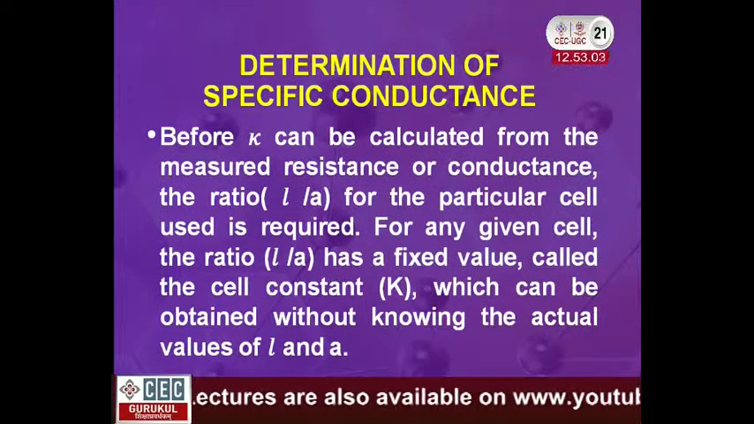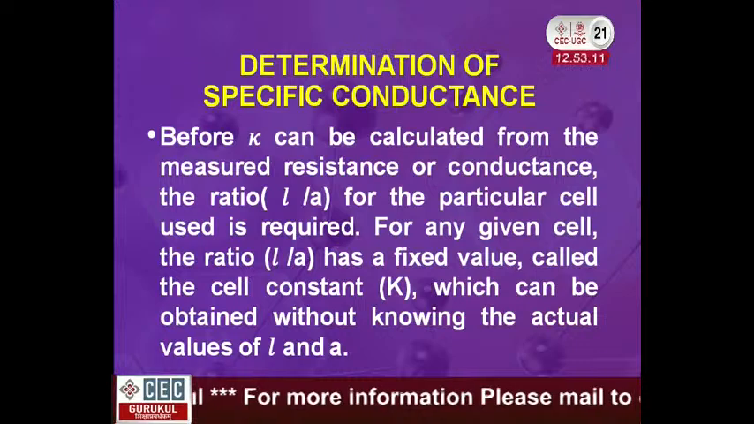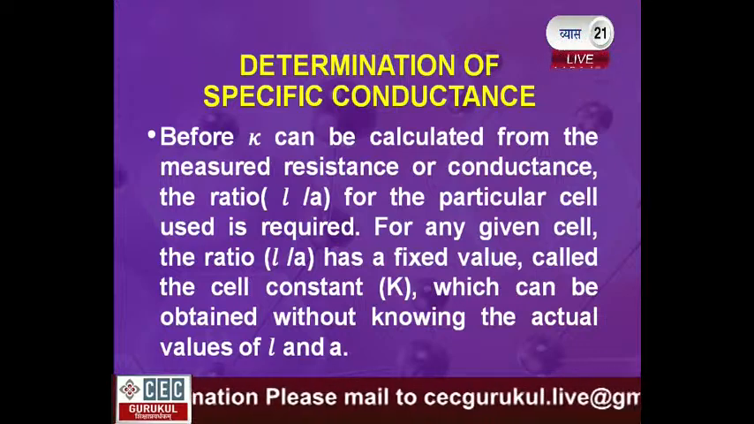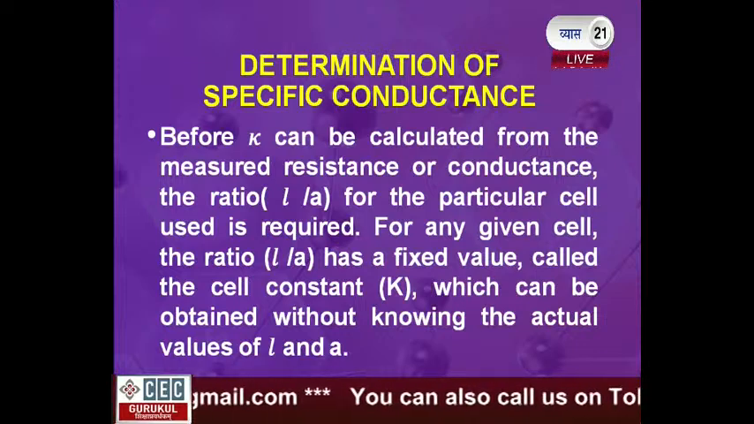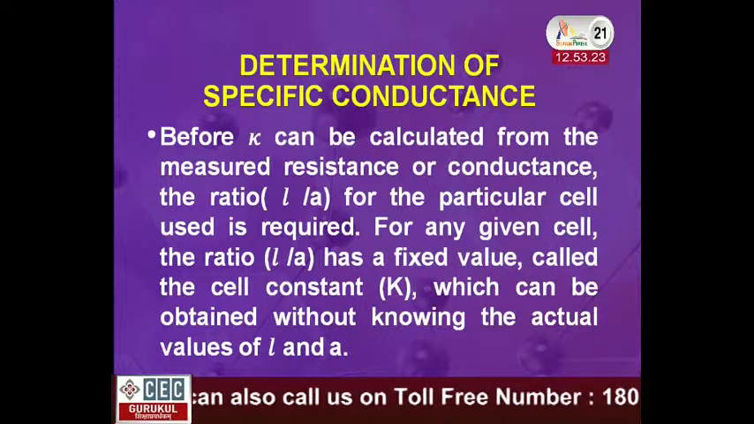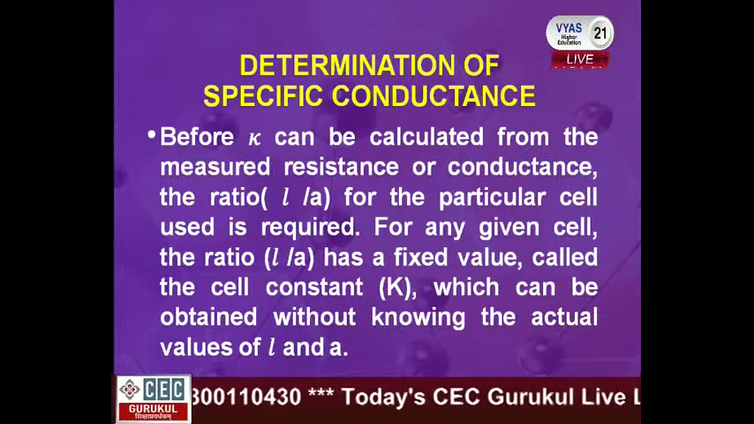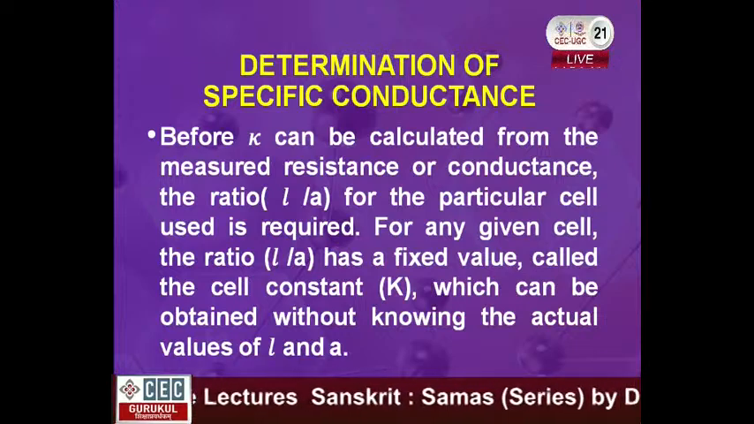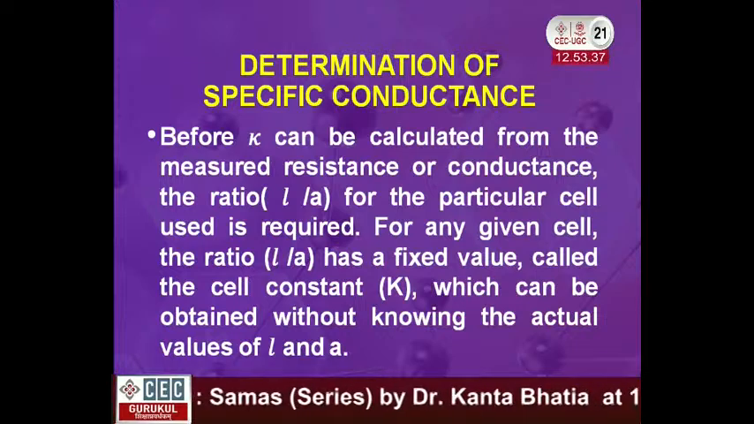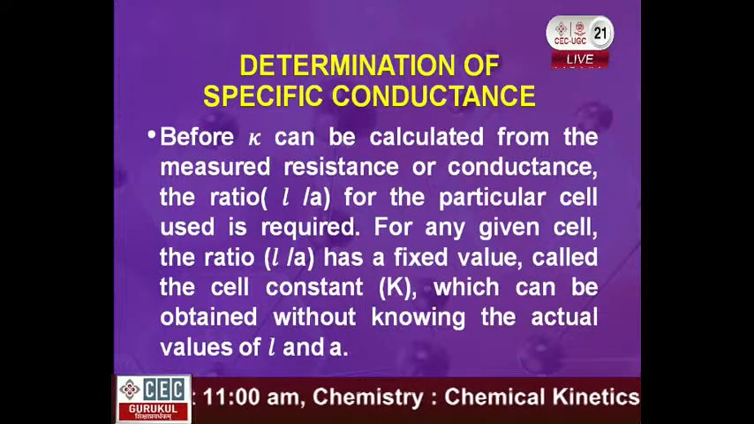Now we have determination of specific conductance. Before kappa, that is the specific conductance, can be calculated from the measured resistance or conductance, the ratio l by A for the particular cell used is required. For any given cell, the ratio l by A has a fixed value and is called the cell constant, represented by capital K, which can be obtained without knowing the actual values of l and A.